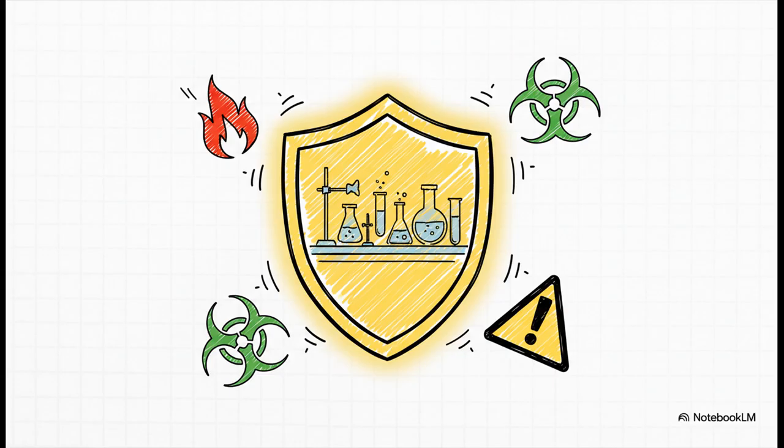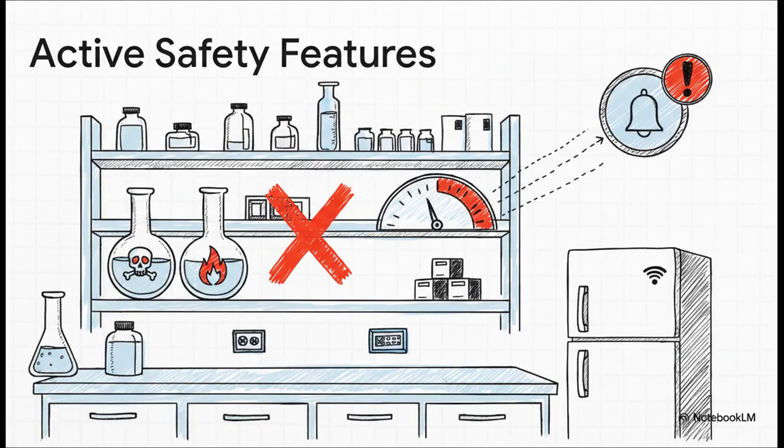operations. This is about moving away from just having a safety binder on a shelf and toward a system that is actively looking out for you, helping to prevent accidents before they even have a chance to happen. So, imagine this. The system is always watching. You go to put two chemicals that really shouldn't be together in the same cabinet, it's not going to let you. It'll flag it right then and there.